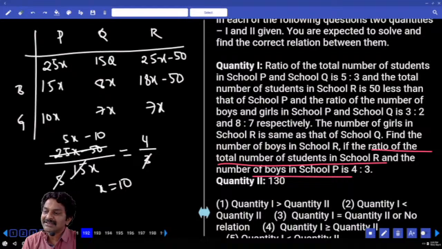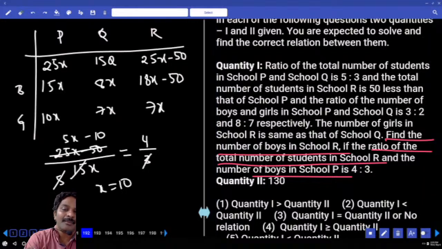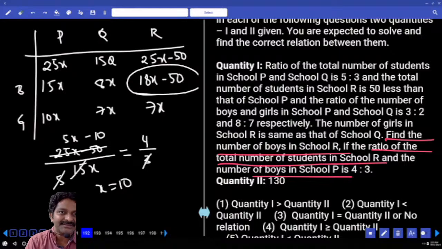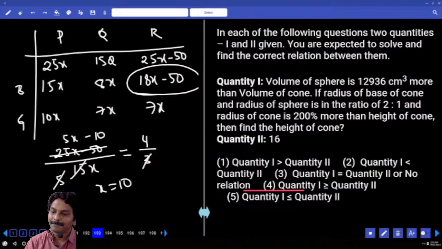Now what exactly is the question? Find the number of boys in school R. How many boys are there in school R? 18x minus 50. x is 10. 18x is 180, minus 50 is 130. What is Q2? 130. Both are equal. So even in the next question also, Q2 is mentioned as a number.